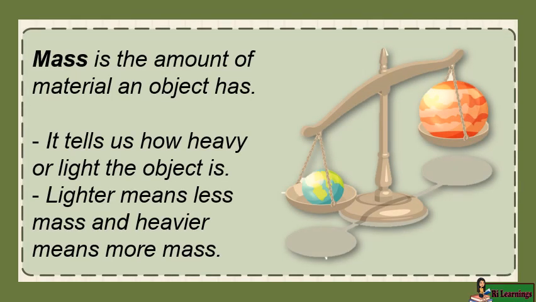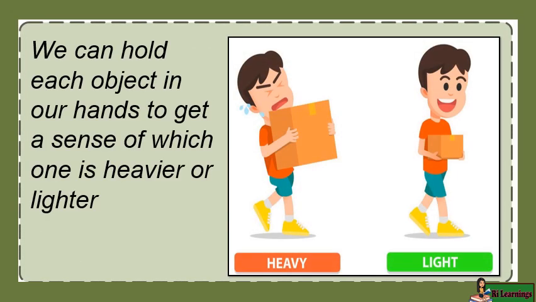Mass is the amount of material an object has. It tells us how heavy or light the object is. Lighter means less mass and heavier means more mass. We can hold each object in our hands to get a sense of which one is heavier or lighter.